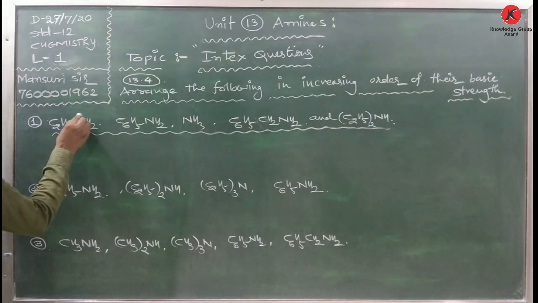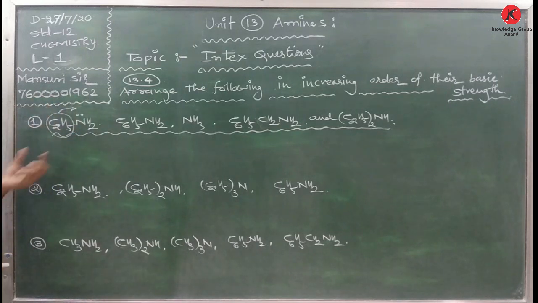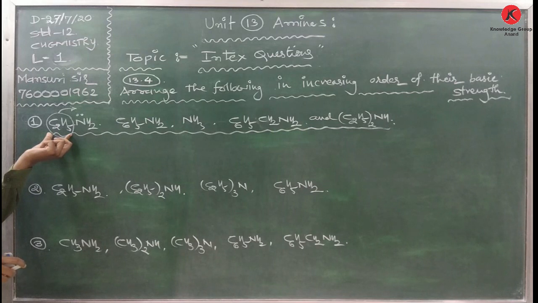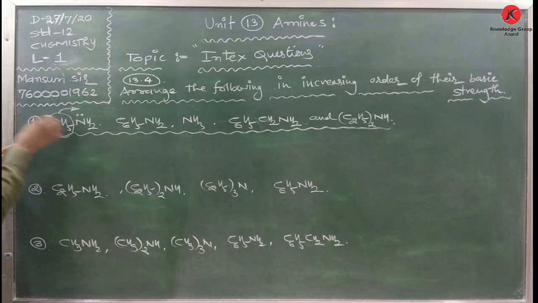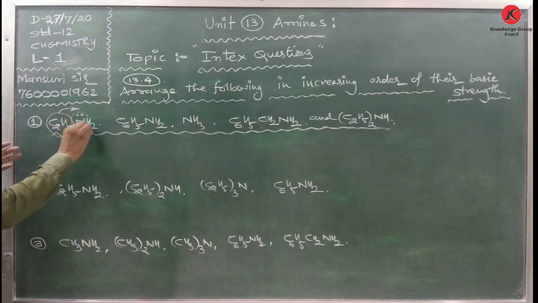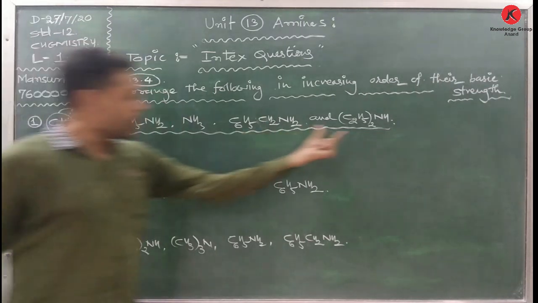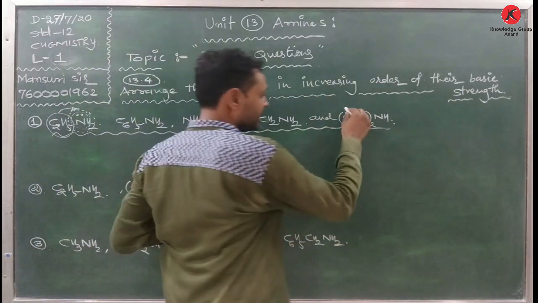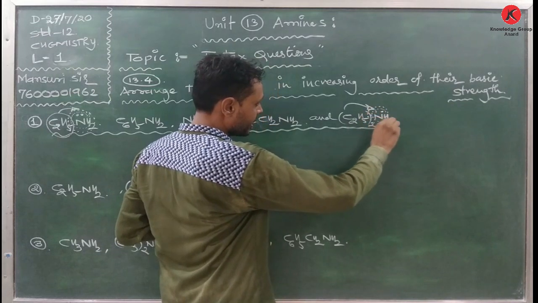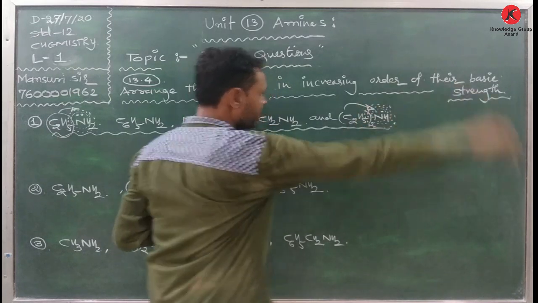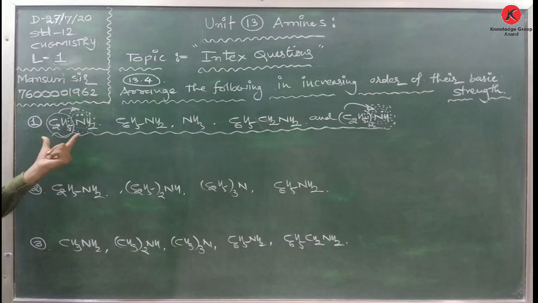You know very well that the ethyl group shows I effect. That means the ethyl group, an alkyl group, shows plus I effect. That means they donate electrons toward the nitrogen, so the electron density on nitrogen will increase. But here two alkyl groups are there. That is why the electron density on nitrogen will be very high in comparison to ethyl amine. So we can say that diethyl amine is more basic than ethyl amine.